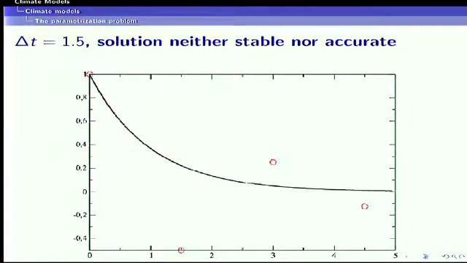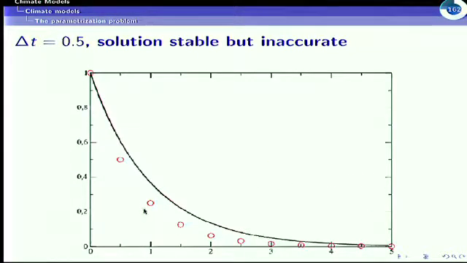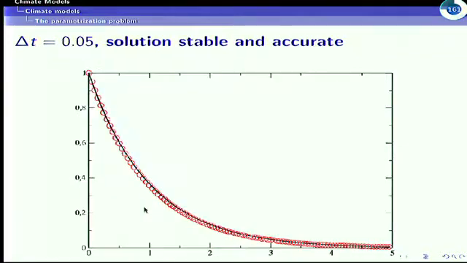So we had three choices. Very small, it was very accurate and stable. Then I made it 10 times longer, and it becomes inaccurate, but still stable. And then here, we have an unstable solution. So which time step would you use? 0.5, 1.5, or 0.05? Would you all use this one? Well, the answer is not so clear, and we'll see why in a moment.